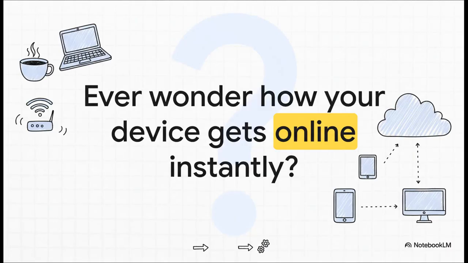Seriously, think about it for a second. You walk into a coffee shop, you flip open your laptop, connect to the Wi-Fi, and bam, you're online. You didn't have to punch in an IP address or a subnet mask or a gateway. So how in the world does your device get all that crucial information so fast? Well, the answer is DHCP.